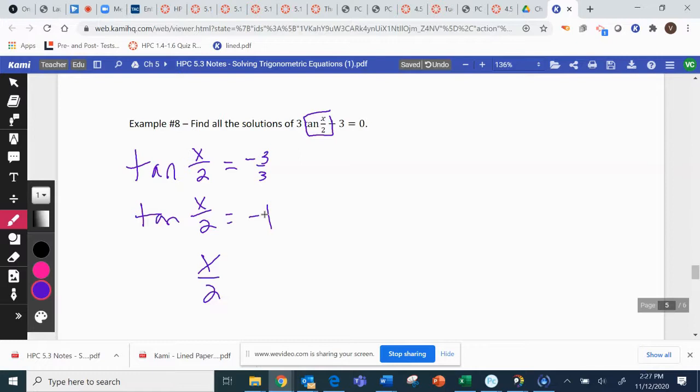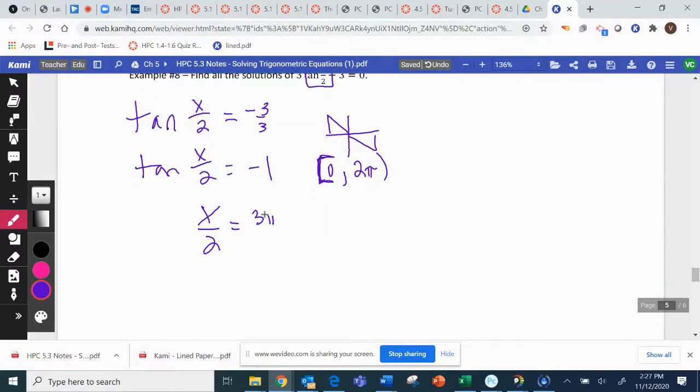So x over 2 would have to be, where is tangent -1? From 0 to 2 pi. Three pi over 4. And then tangent has a period of pi. And then the second one would be 7 pi over 4 plus pi n. So that would be the general solution.